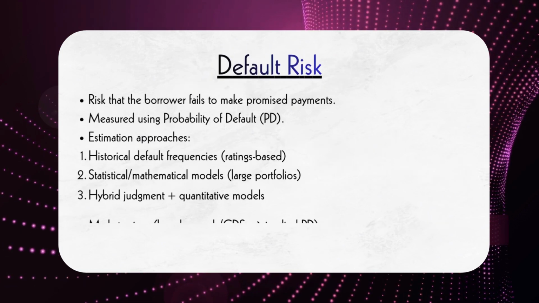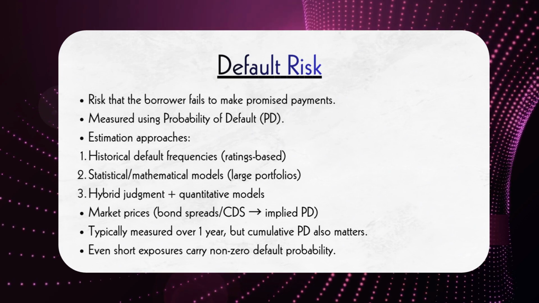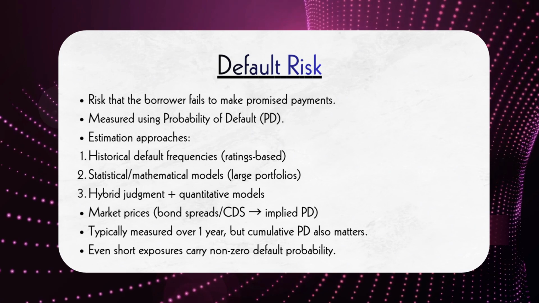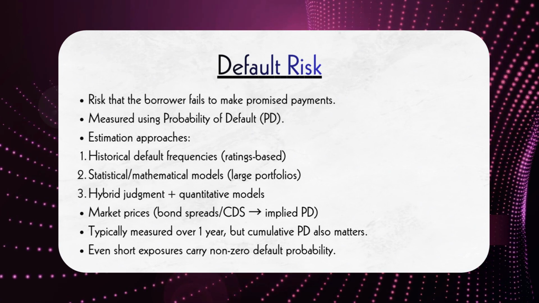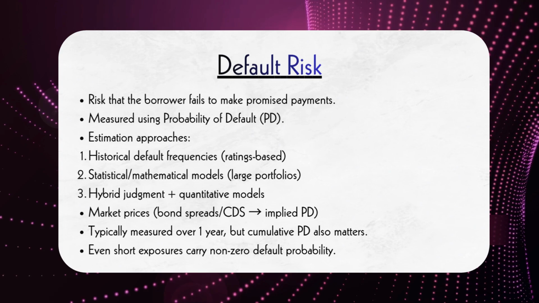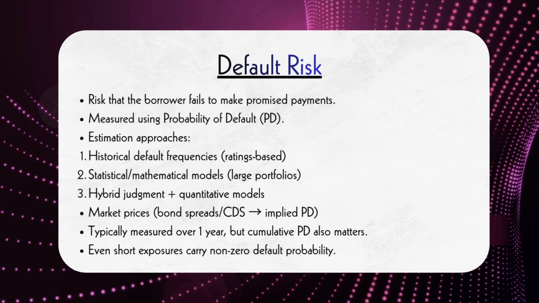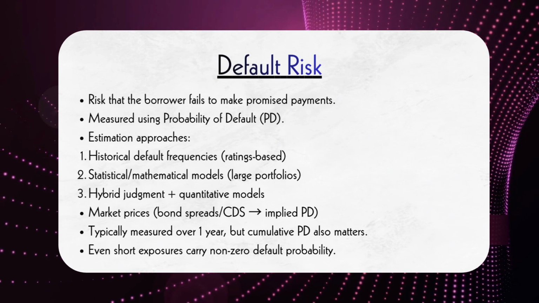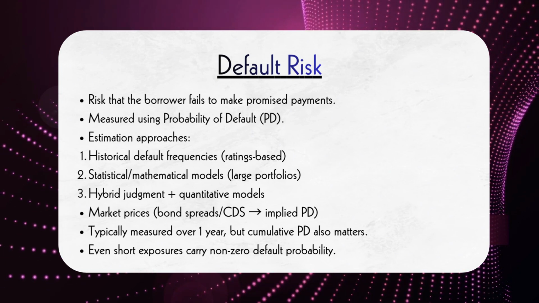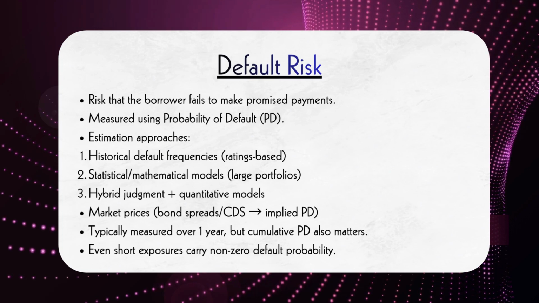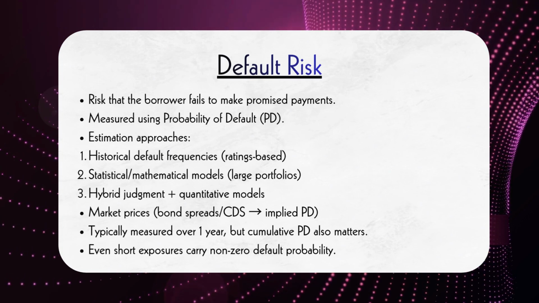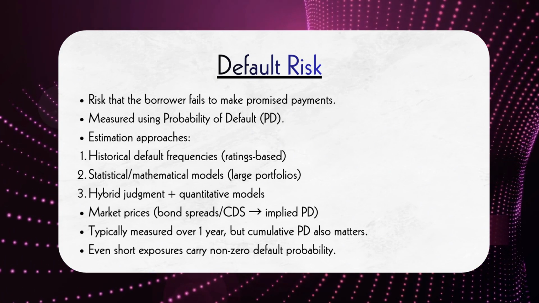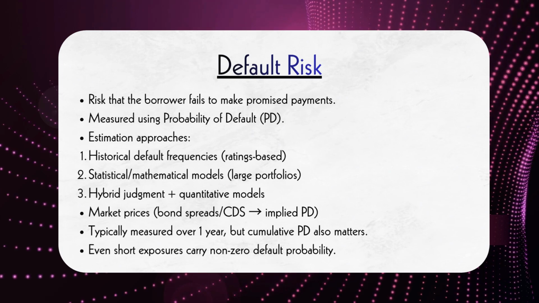Let's start with default risk, which is the most intuitive one. Default risk is simply the risk that a borrower fails to make promised payments, either missing interest or not repaying principal. To measure this, we use something called probability of default, or PD. This can be estimated using historical data by observing how often similar borrowers have defaulted in the past, or by using statistical and mathematical models that analyze large portfolios of loans.